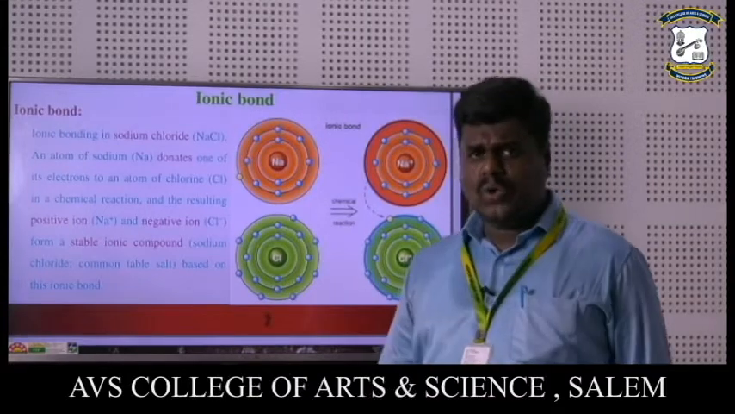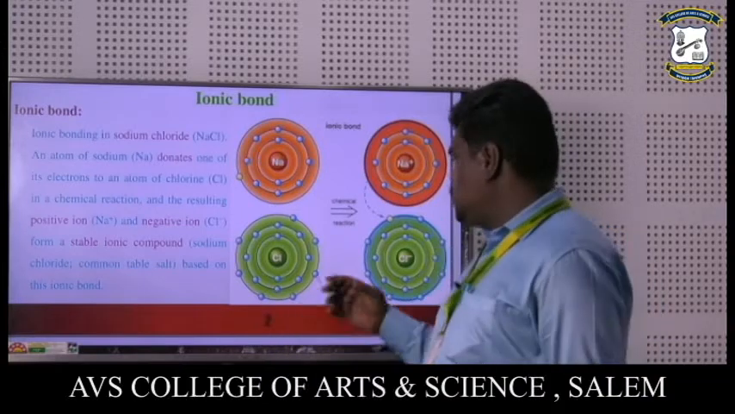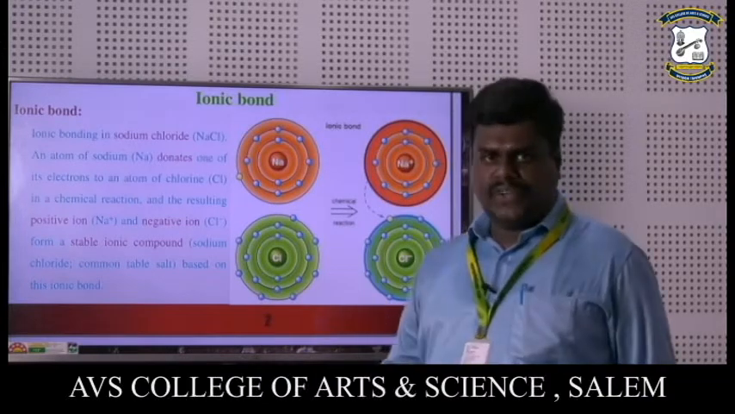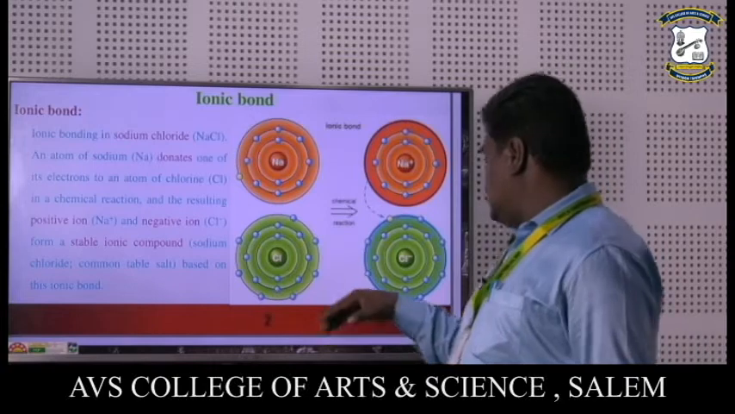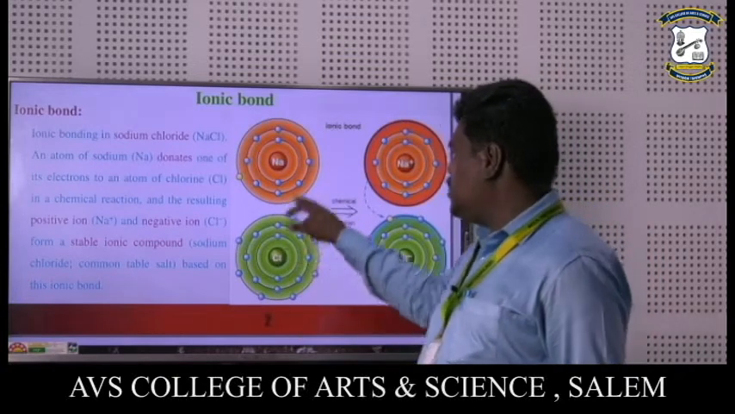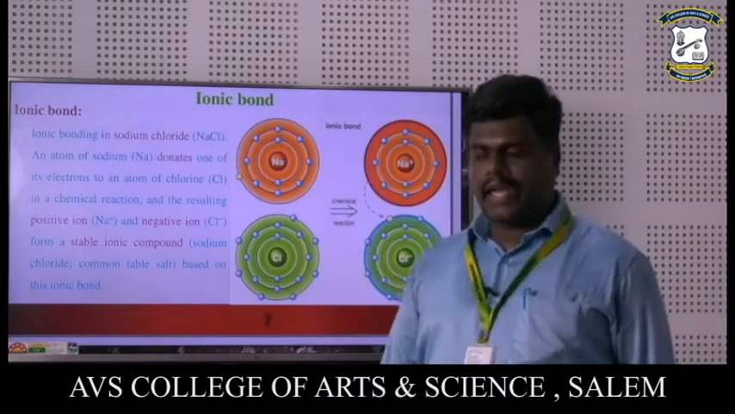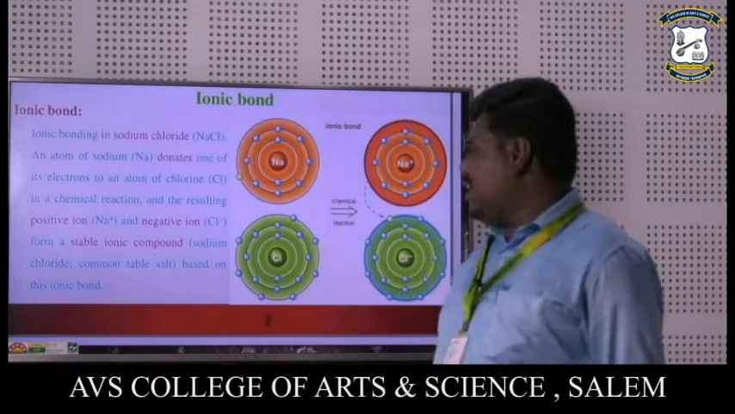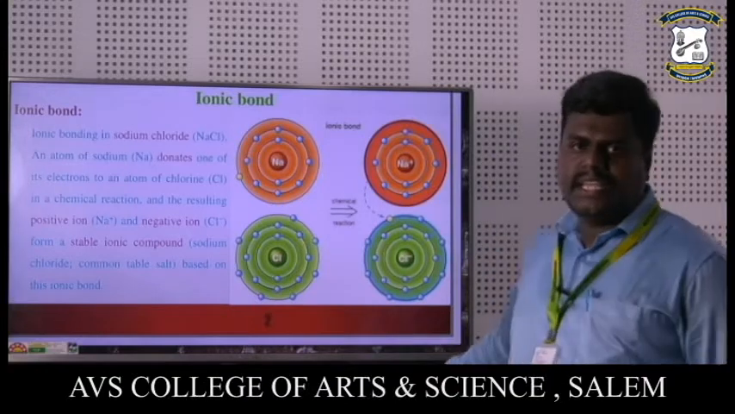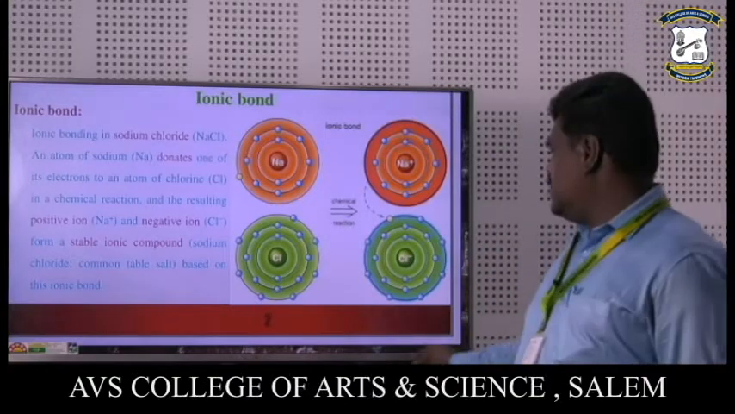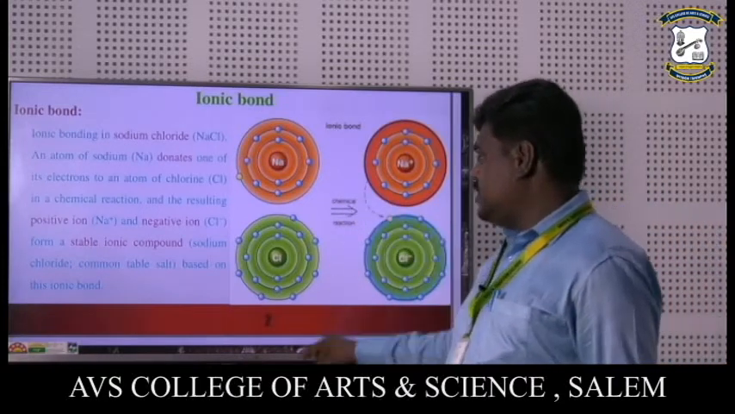Similarly, the chlorine atom's atomic number is 17. The electronic configuration is 1s2, 2s2, 2p6, 3s2, 3p5. In the outermost orbital, there are 7 electrons in the third shell, and it gains 1 electron from the sodium metal. So, the chlorine atom gives the chlorine anion, Cl minus ion. The electrostatic interaction between the positive ion Na plus and the negative ion Cl minus forms NaCl. Its representation is important.